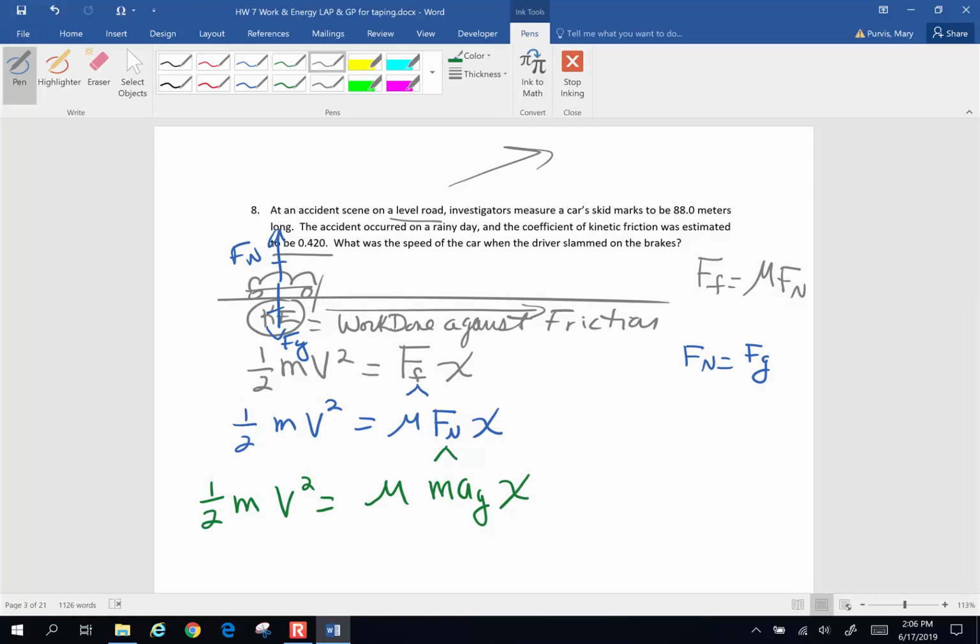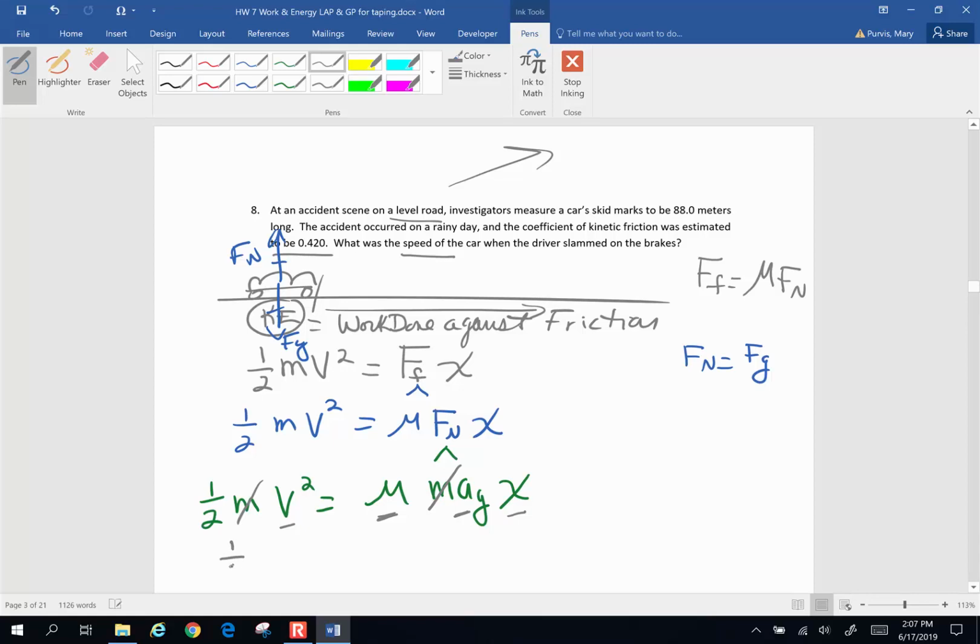Now, the mass of the car does not matter. It doesn't matter if it's a semi-truck or a Kia. Those fall out. We want to know what was the speed of the car ahead of time, so what I'm looking for is V. We know mu, we know gravity, and we measured the skid marks. So we can solve for V. So let's make this pretty, and let's solve for V.